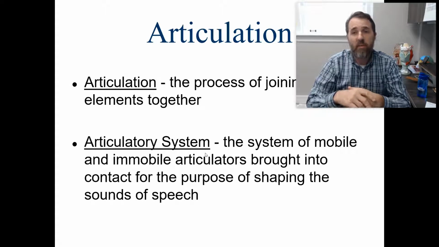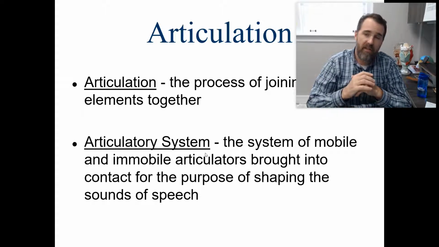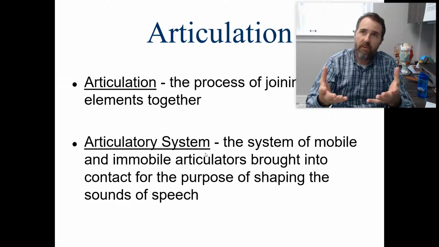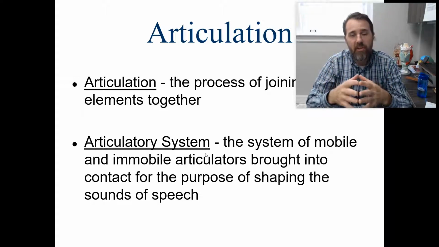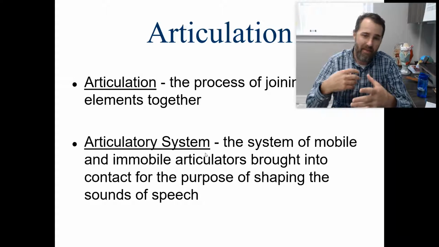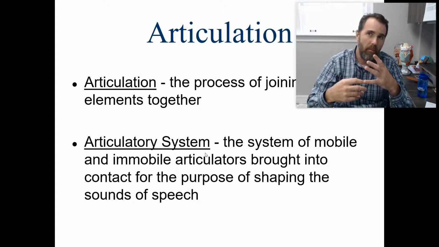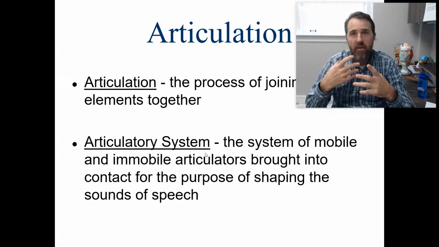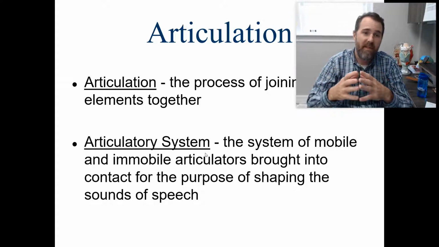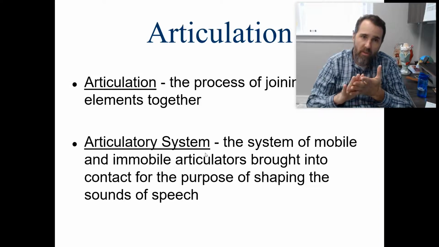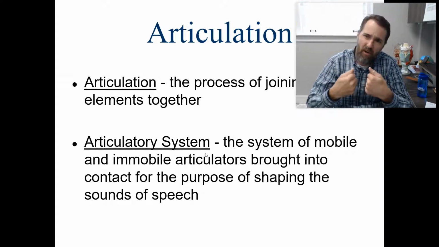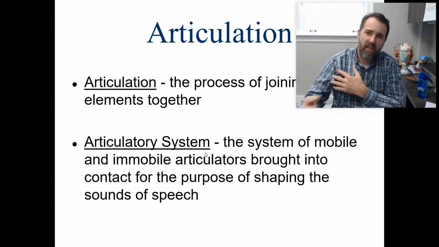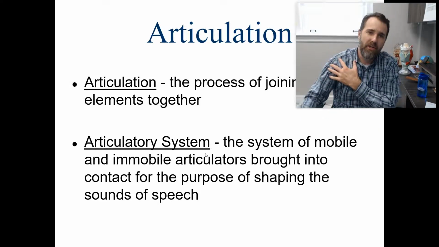So to begin with, we use the word articulation in a couple of different ways. We refer to the articulatory system, and this is basically our speech system of mobile and immobile articulators. These are the body parts that we move to produce different speech sounds. We also use the word articulation to refer to body parts coming together, like the articulation of two bones at a joint.